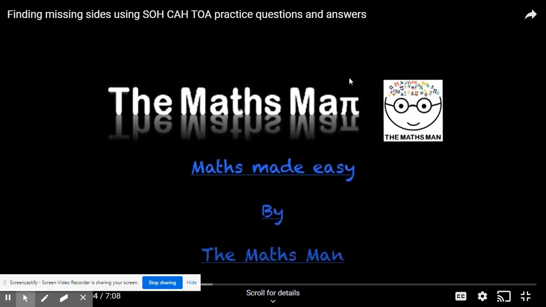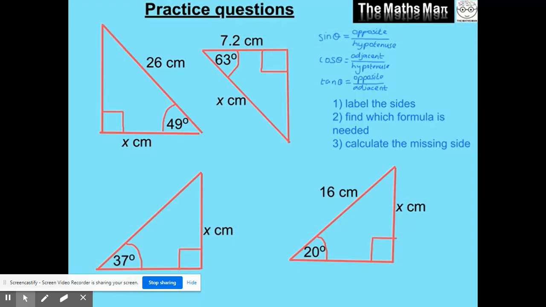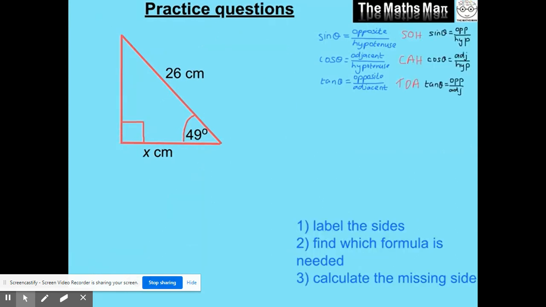Today we're going to find the sides of a right triangle using SohCahToa by looking at these 4 examples. Let's start with our first example.